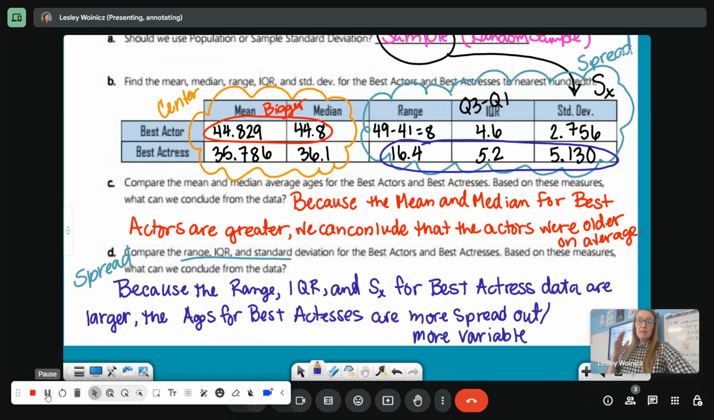Okay, so because the best actor ages have higher measures of central tendency, we can conclude that the best actors are older on average. Obviously, the women would be younger. Okay, and then looking at the measures of spread, we see that the best actress data is more spread out because it has higher measures of spread. So the best actress data is more spread out or more variable. And the men, the best actors, less so. Okay, I think that's the end.